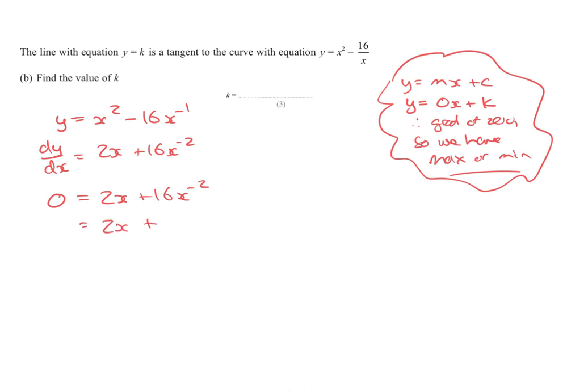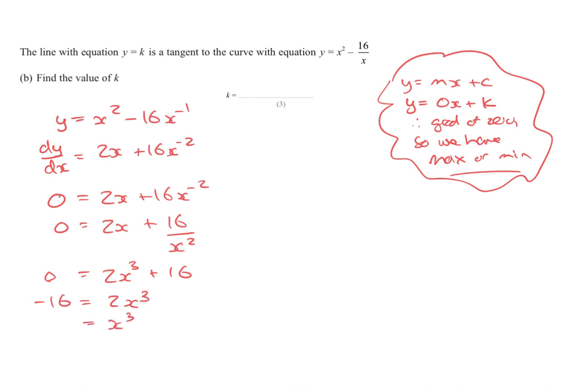Let's write that in the standard notation as such: 16 over x squared, like that. And I want to solve, so I'm going to multiply through by x squared. So I'm going to have 0 still on the left-hand side, 2x cubed plus 16. All I've done there is multiply throughout by x squared. Okay, so let's rearrange and solve. So I'm going to take away 16 from both sides. So minus 16 equals 2x cubed.